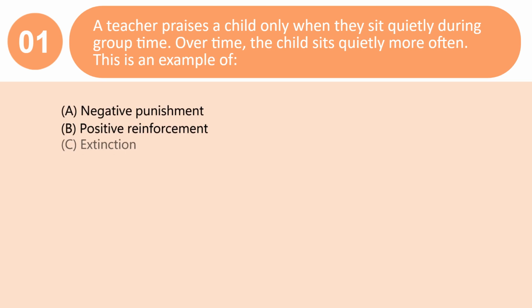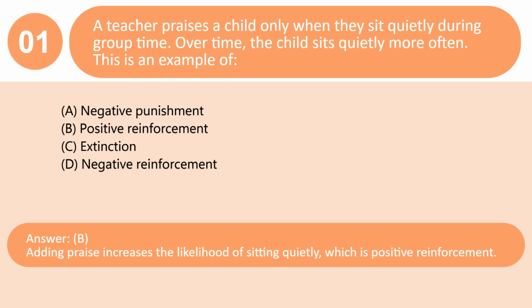A teacher praises a child only when they sit quietly during group time. Over time, the child sits quietly more often. This is an example of A. Negative punishment. B. Positive reinforcement. C. Extinction. D. Negative reinforcement. Answer B. Adding praise increases the likelihood of sitting quietly, which is positive reinforcement.